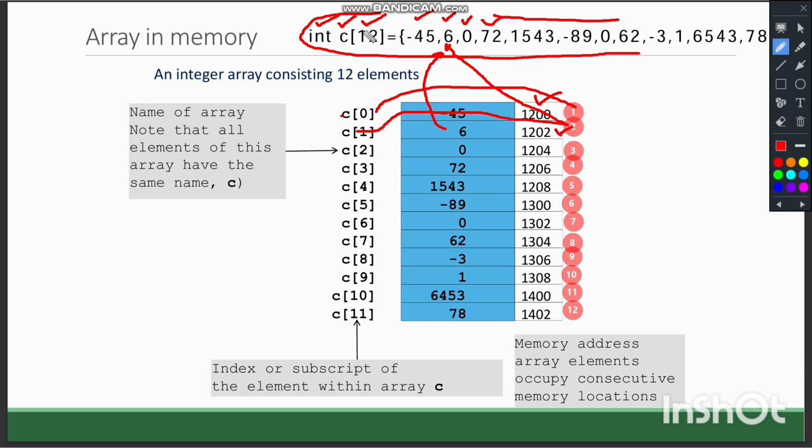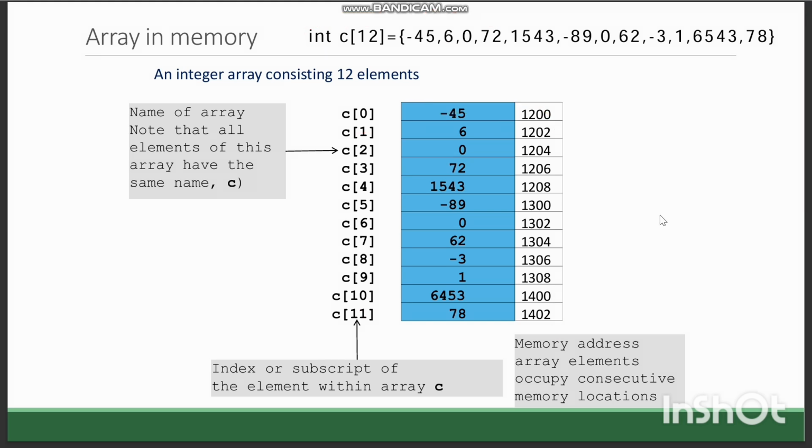Okay, the name of this array is C, and each element can be called using C[0], C[1], C[2], as I have discussed. This is the index or subscript of the element within array C. It shows the element, and this column shows the memory addresses. So this is basically a diagram to visualize the concept of an array.